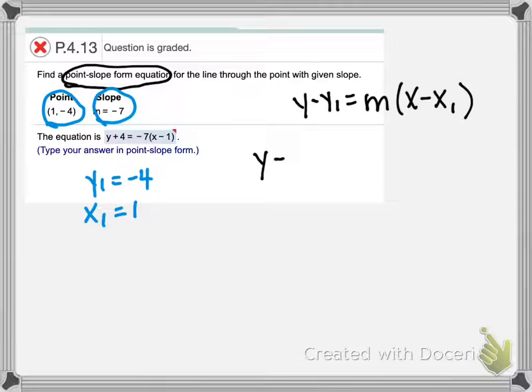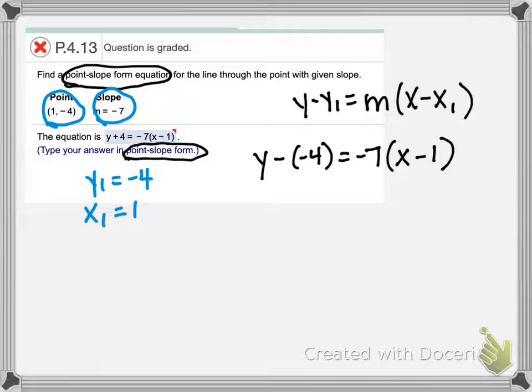So it's going to be y minus -4 equals m, which we know is -7, times x minus x1, which is 1. Alright, and it says type your answer in point slope form. So we're just going to simplify this, and it should be our final answer. So y plus 4 equals -7 times x minus 1. And the answers that you're seeing here, I just took screenshots, so you can go back and see the answers that you typed in, but the ones that are given here are the correct answers. So just keep that in mind.